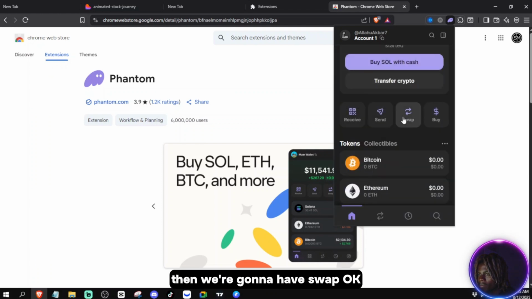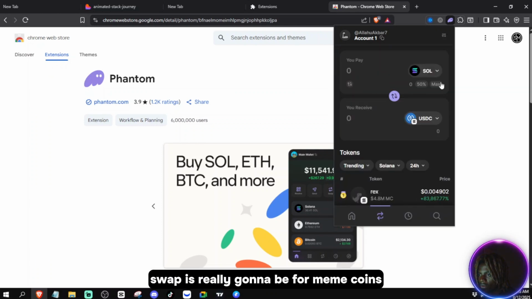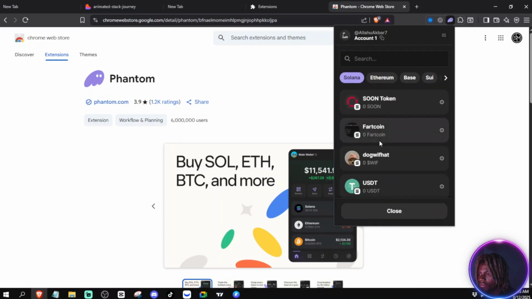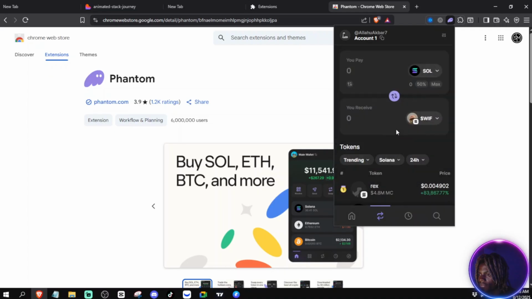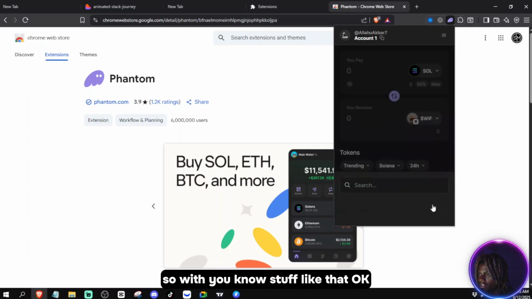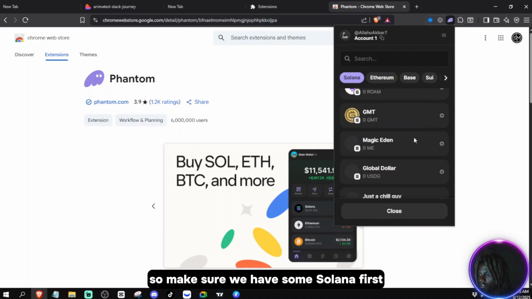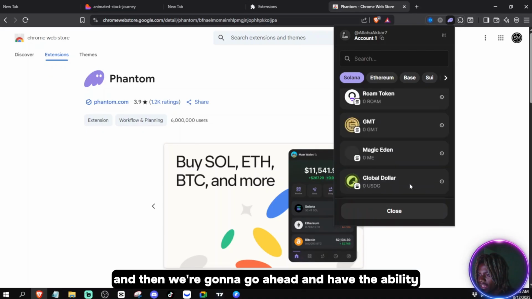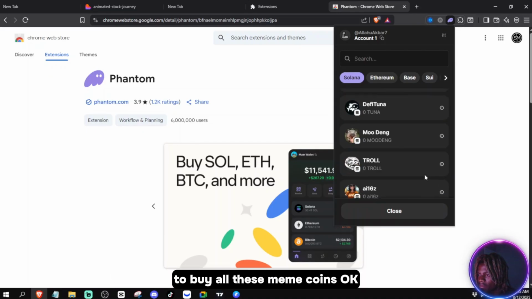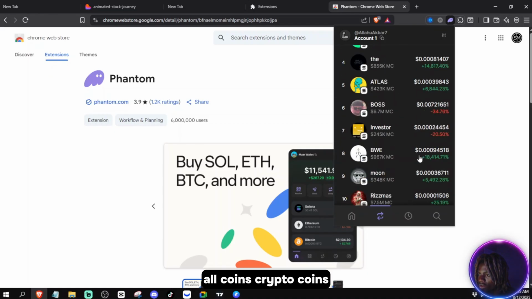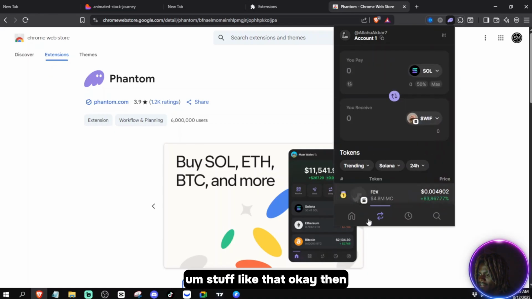Then we're going to have swap. Swap is really going to be for meme coins. Make sure you have some Solana first, and then you're going to be able to swap Solana into other coins. So make sure we have some Solana first, and then we're going to have the ability to buy all these meme coins. This is how you buy meme coins, altcoins, crypto coins, stuff like that.